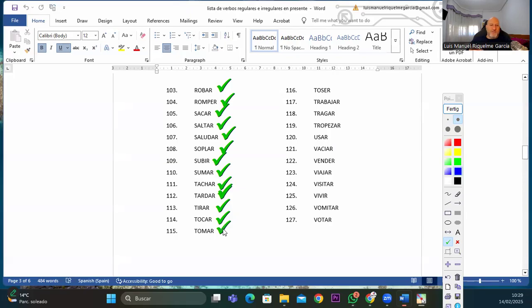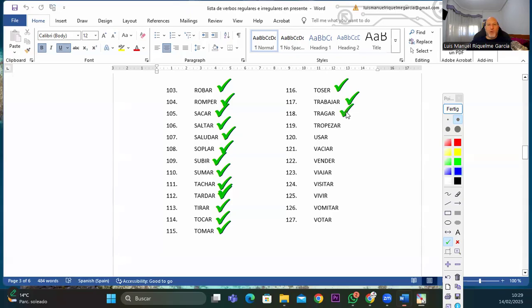Tomar, that's the verb that we use to talk about drinks and food. You know, in English you say, I'm having a beer. Well, we wouldn't say I'm having a beer. We'll say I'm taking a beer. Tomar is the verb that we use for food or drinks. Toser, to cough. Trabajar, to work.